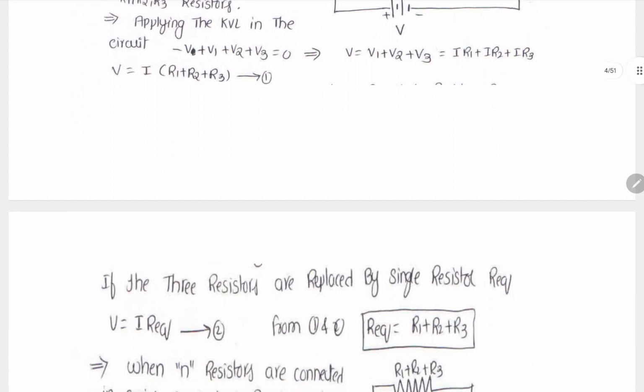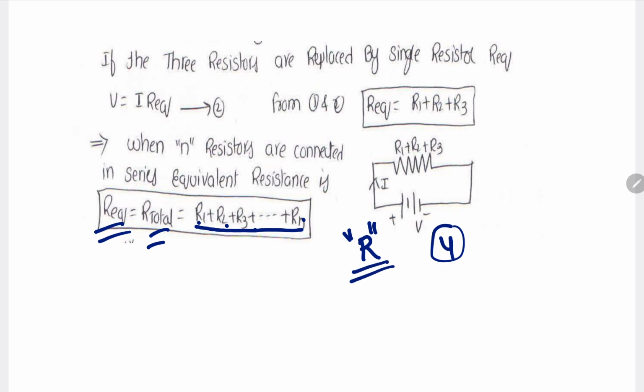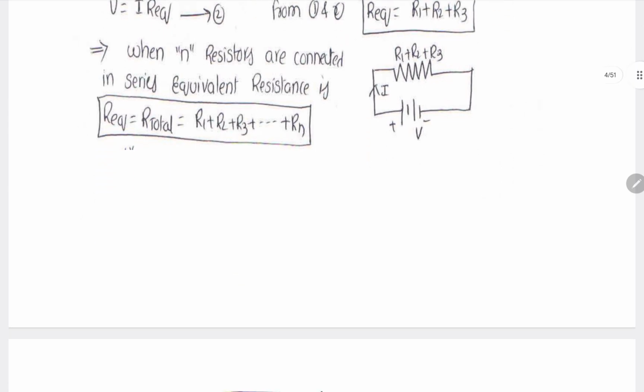So like that, whenever resistors R1, R2, R3 are connected in series, then total resistance or equivalent resistance is equal to R1 plus R2 plus R3 and so on up to Rn. Let us say there are 4 resistors, each resistance value is R, connected in series, then total resistance is equal to N times R. N means number of equal resistors. How many resistors? 4. And what is the resistance of a resistor? R. So 4R.